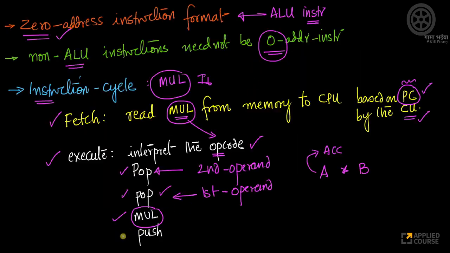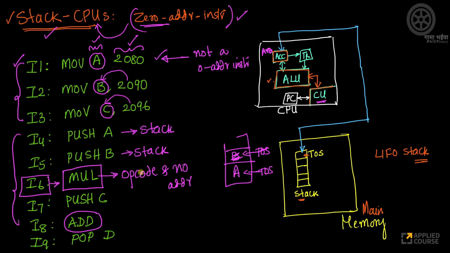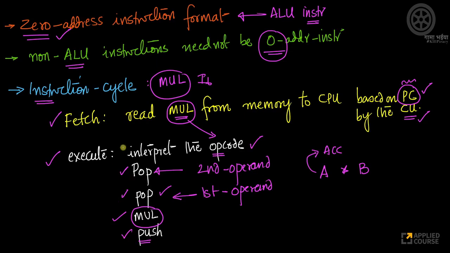Next, the next operation it will run is push. We have already popped both values, which means my stack is empty. My A star B, whatever its value is, is now pushed onto the stack. So my stack will contain A star B as my top of stack. These five operations: interpreting the opcode, popping the second operand, popping the first operand, performing the arithmetic operation, and pushing the result.